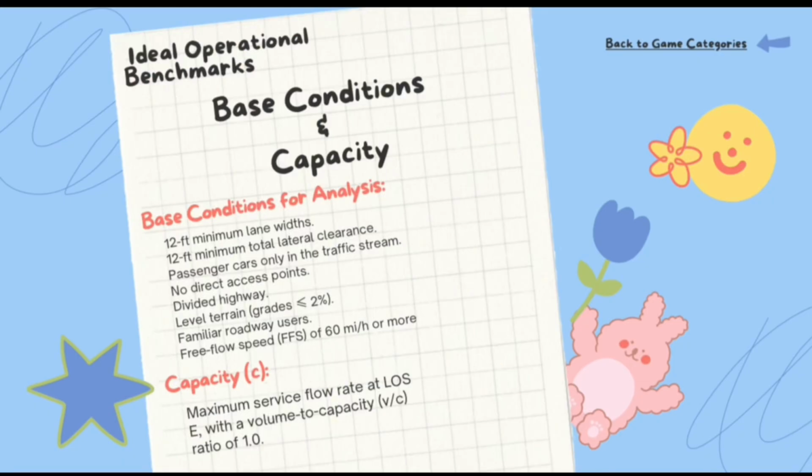So the next one is base conditions and capacity. These are the ideal conditions for analyzing highways. Lanes are 12 feet wide with 12 feet of lateral clearance. Only passenger cars are included, no direct access points, and it's a divided highway on level terrain. Drivers are familiar with the road, and free flow speed is 60 miles per hour or higher. At level of service E, the volume to capacity ratio is 1.0, meaning the road is at full capacity.